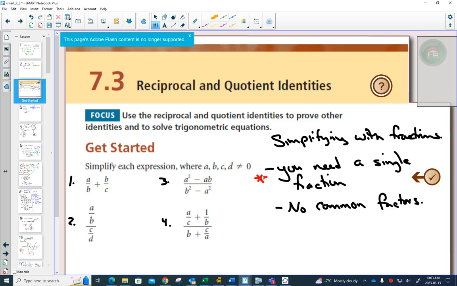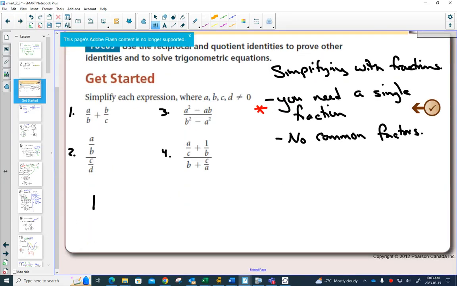So for number 1, we need a single fraction, and we currently are adding 2 fractions. So we have to go to our rule. What is the rule for adding fractions? You can only add fractions if you have a common denominator. The denominators here are b and c. They're not the same. So how do we make a common denominator?